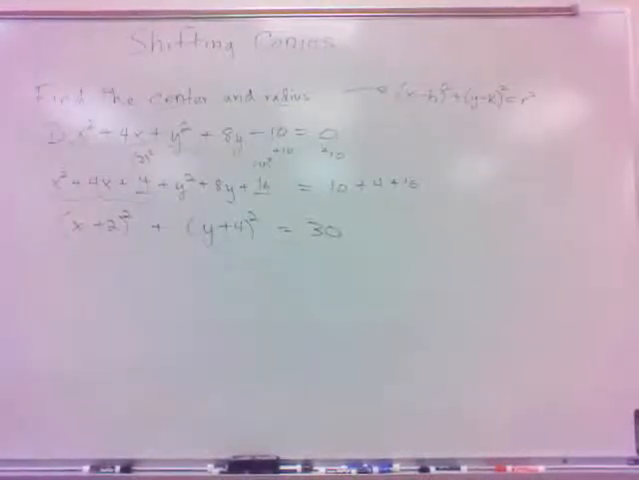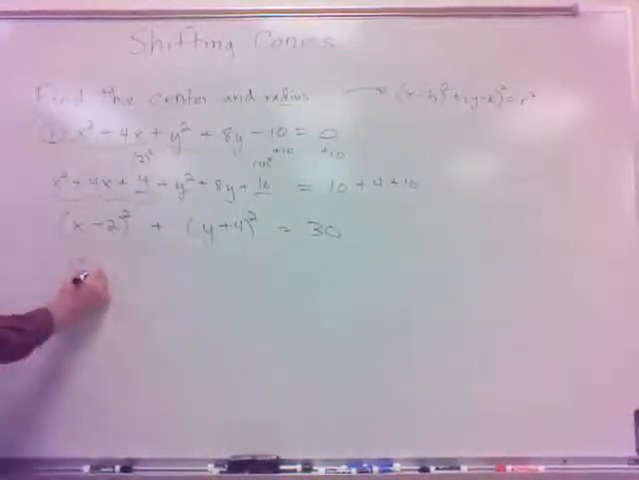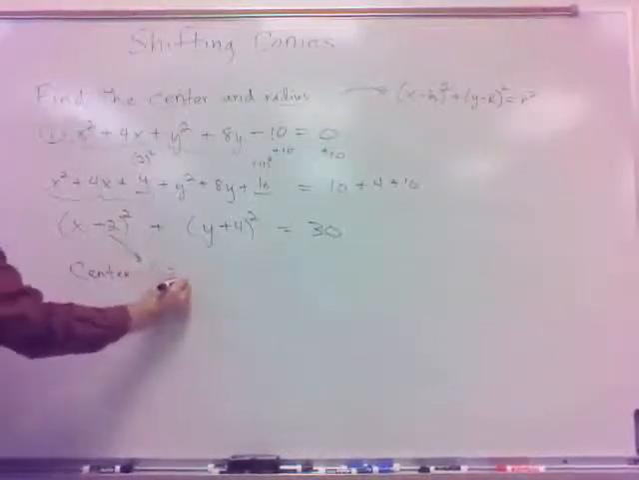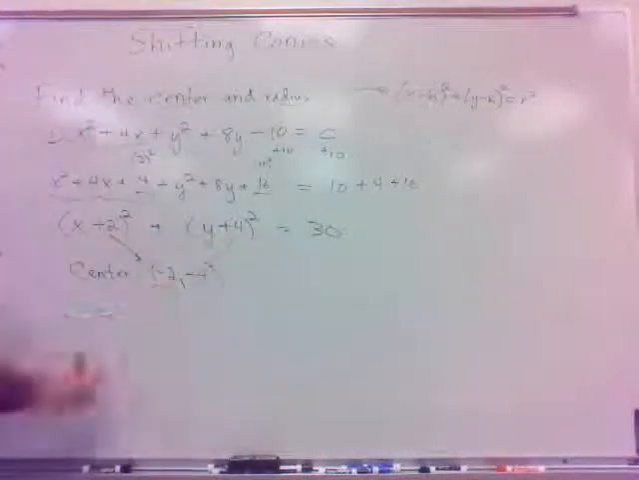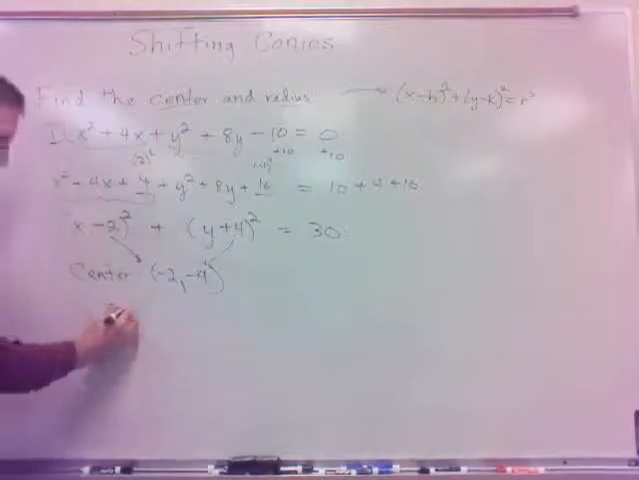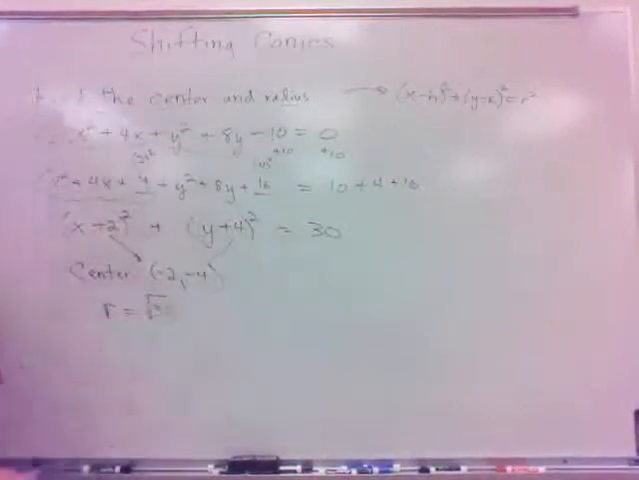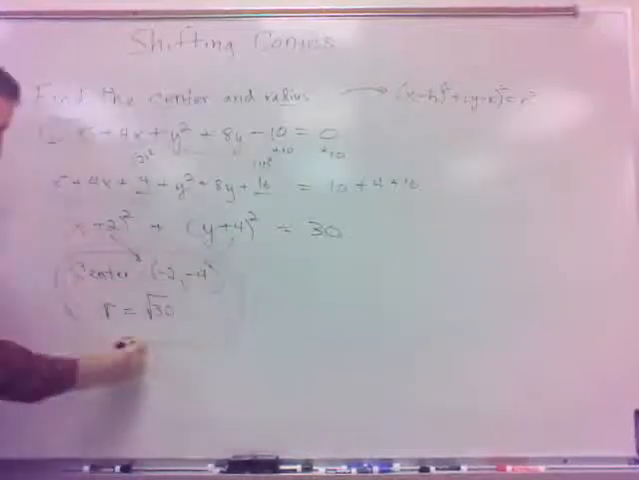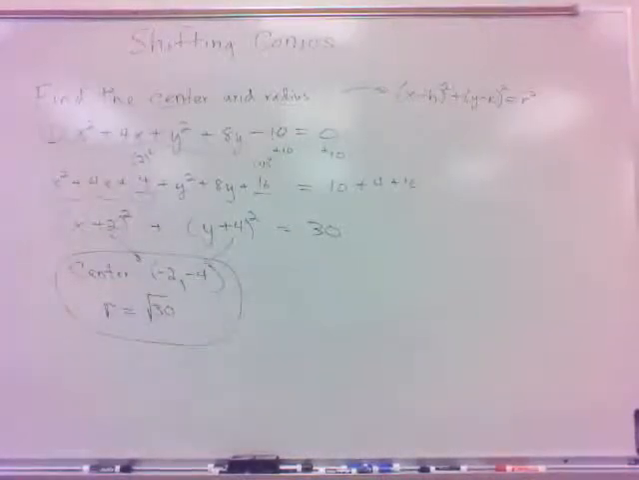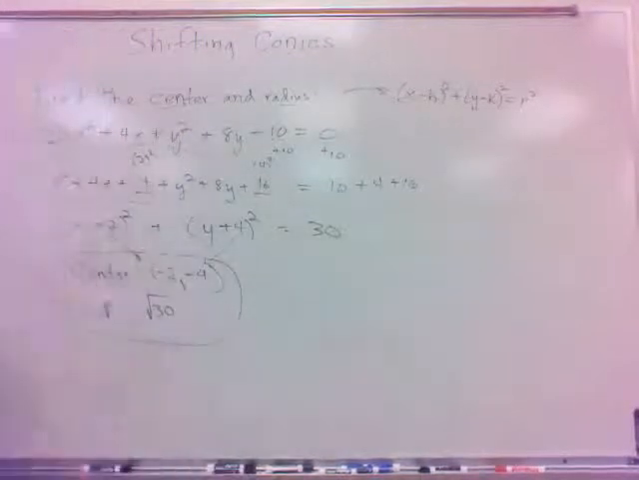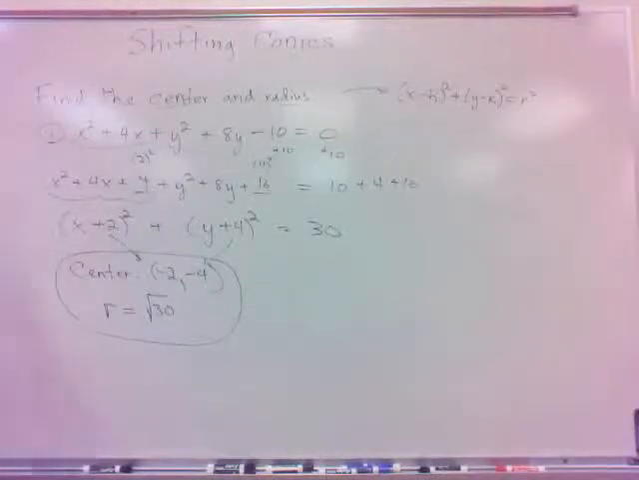Yeah, so now I can see that the center is what? Well, opposite of that would be negative 2. Opposite of that would be negative 4. What about the radius? Square root of that. Square root of 30. Circle, center negative 2, negative 4, square root of 30 is the radius. Is that okay? All right, let me do one more of those.